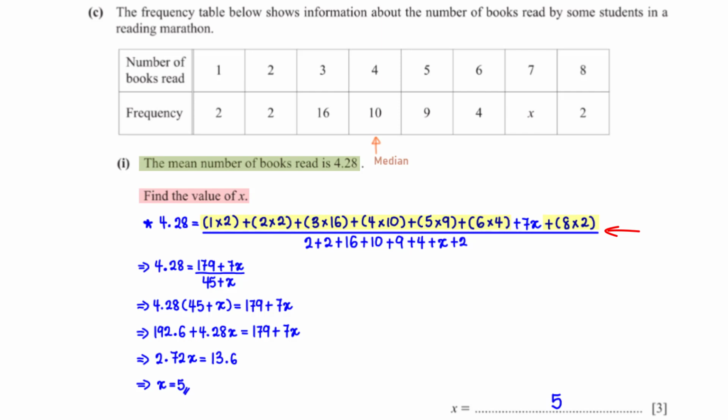When we type this into the calculator, we get 179. And when we type this into the calculator, we get 45. When we multiply both sides by 45 plus x, this is what we have. When we expand the brackets, 4.28 times 45 is 192.6. 4.28 times x is 4.28x. When we group like terms, we get 2.72x equals 13.6. And when we divide both sides by 2.72, we get x equals 5.